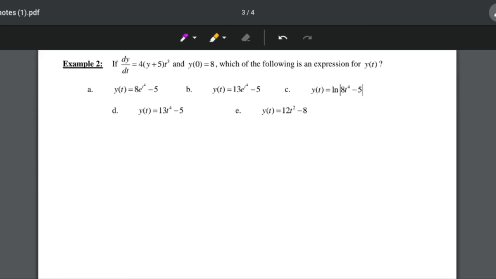So start the same way. We can cross multiply to separate our variables. So if we do this cross multiply, we're going to get 4 times the quantity y plus 5 t to the third dt equals dy. We've got to get all of our variables on one side, t's on one side, y's on the other. So we could probably divide both sides by y plus 5.